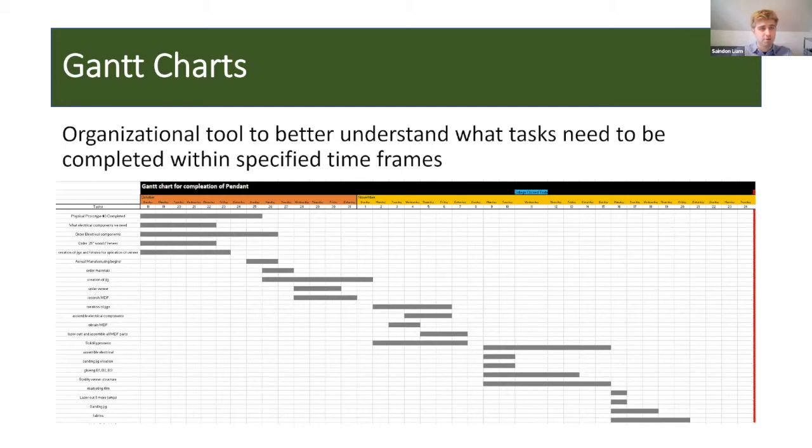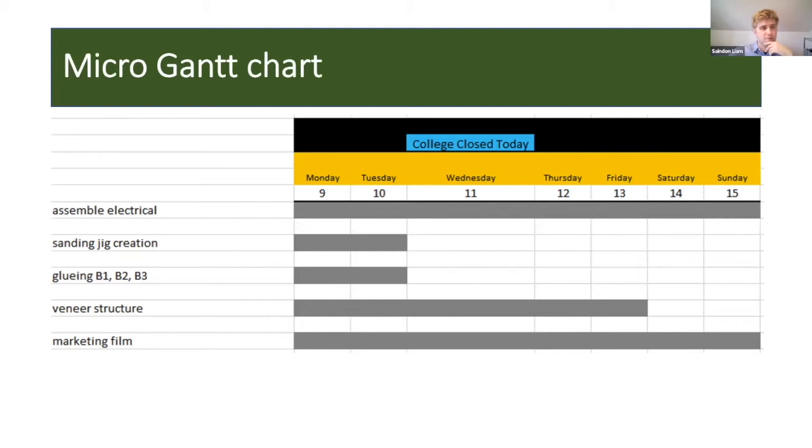One of the biggest ones we used were Gantt charts. This is sort of a massive Gantt chart that we used. And it just sort of gave us an idea of how large a window we had to complete X amount of tasks, what sort of tasks had to be completed before other tasks could be started, and everything along those lines. This is a micro Gantt chart. This was a lot easier for us to digest than looking at this massive Gantt chart. And it's 1 week. It says this is how many days it's going to take for this task, and this is how many it's going to take for this task.